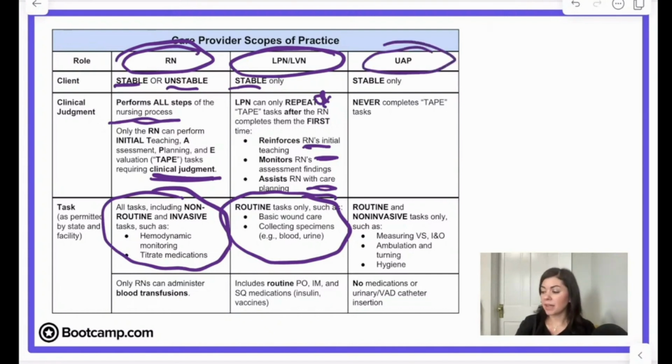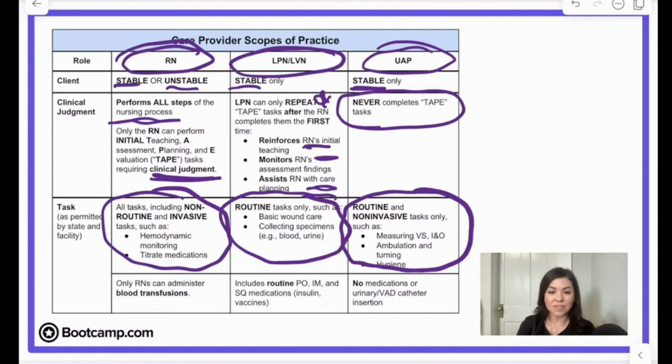And then lastly, the UAP. I will tell you, most delegation items involve delegating to the UAP, so it's very important to know this UAP scope of practice. They can only ever care for stable clients. They can never perform any tasks or any portion of the nursing process. They can only do routine and non-invasive tasks. Some common examples are vital signs and helping ambulate a client, and they can never administer any type of medication.